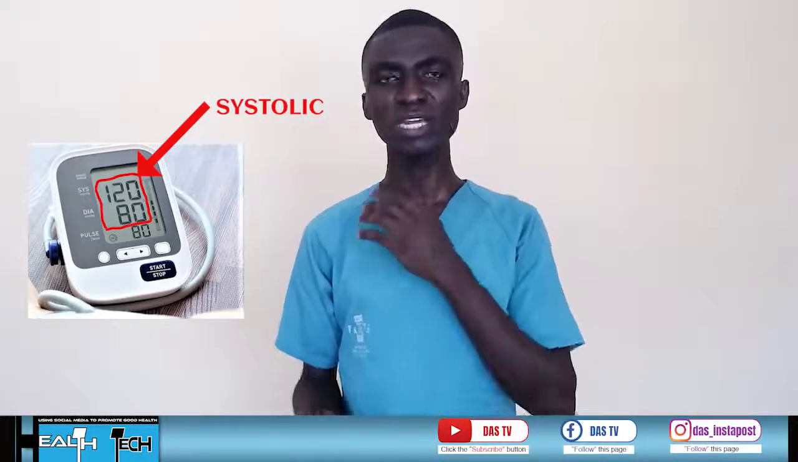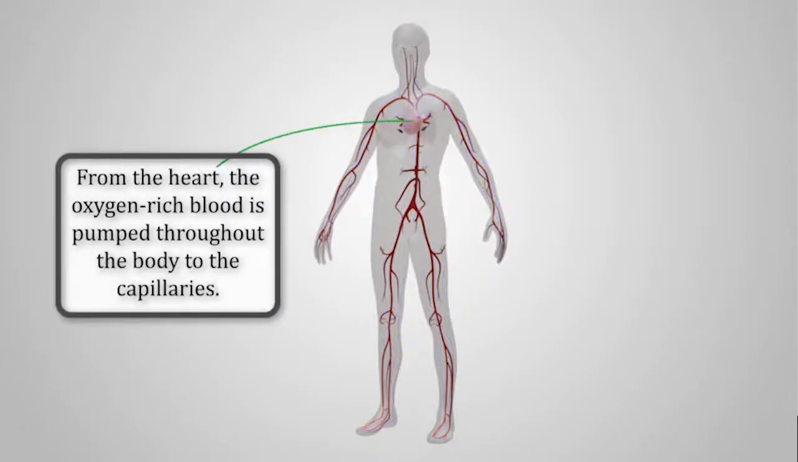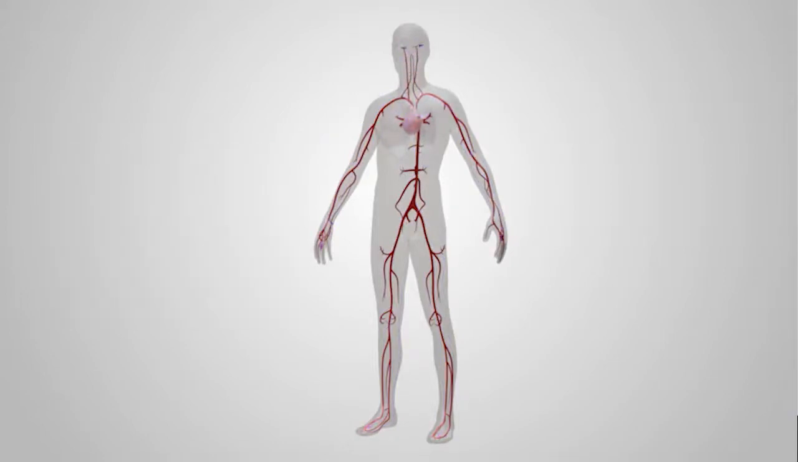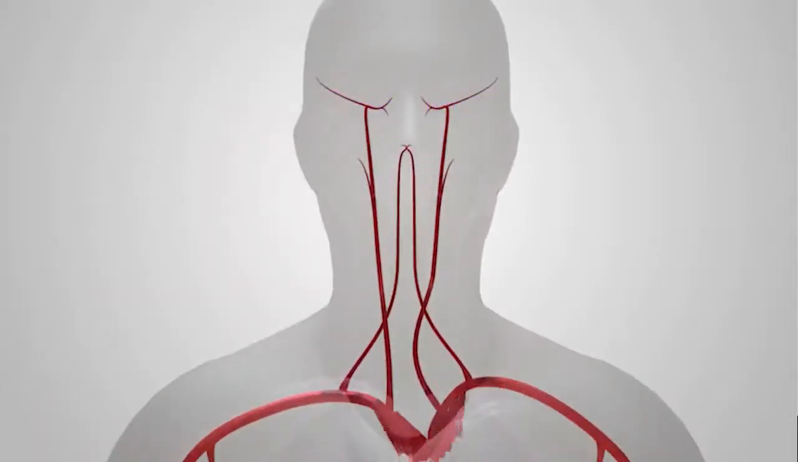So what does the 120 stand for? It stands for what we call the systolic blood pressure. Let me talk about that before I move on to the lower value. When you say systolic blood pressure, I want you to understand this. The heart is responsible for pumping blood through your blood vessels. And your blood vessels are networked. What this means is that they move across your body.